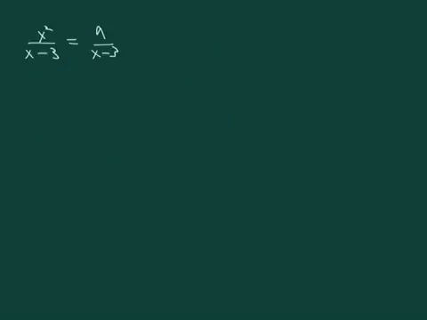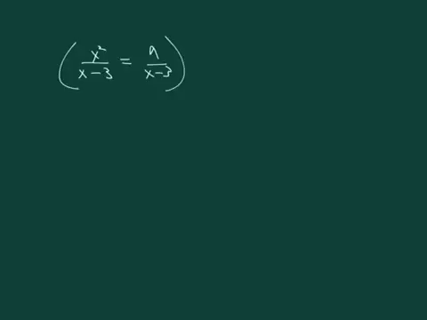Now, what the book does, which I'm not really sure why they do that on this one, they multiply the entire thing by the common denominator. But what I suggest doing, which is a lot easier, is notice that our denominators are the same. So if our denominators are the same, our numerators have to be the same. So we can ignore the denominator and just write x squared equals 9. And then we get x equals plus or minus 3.